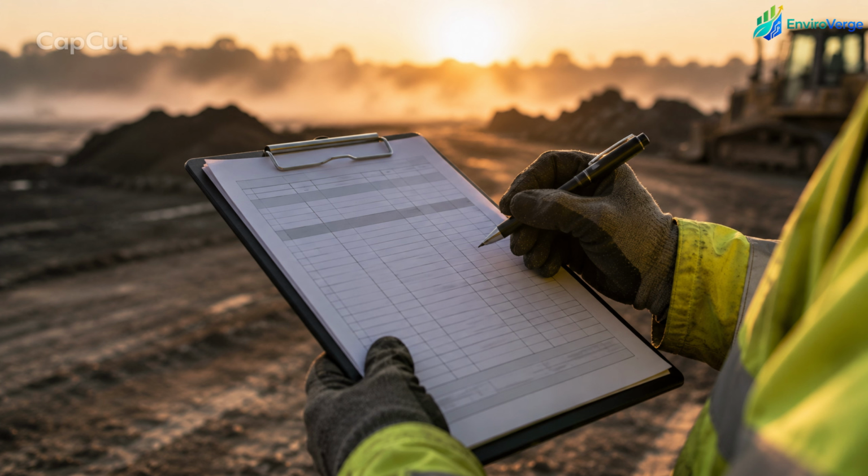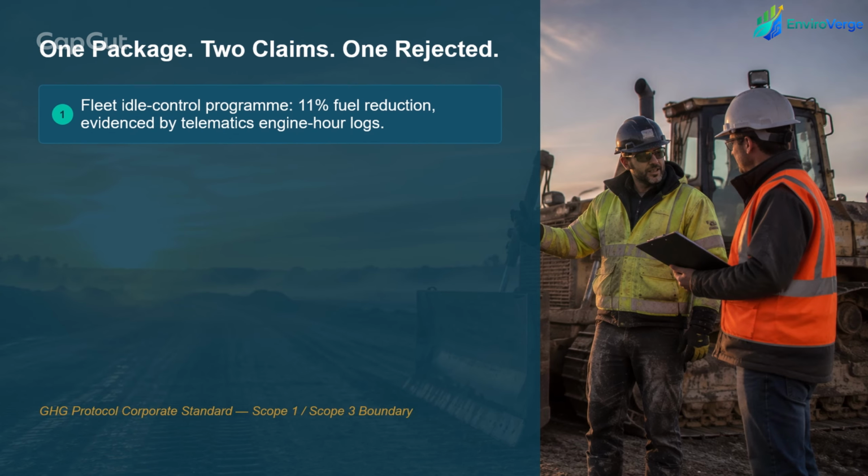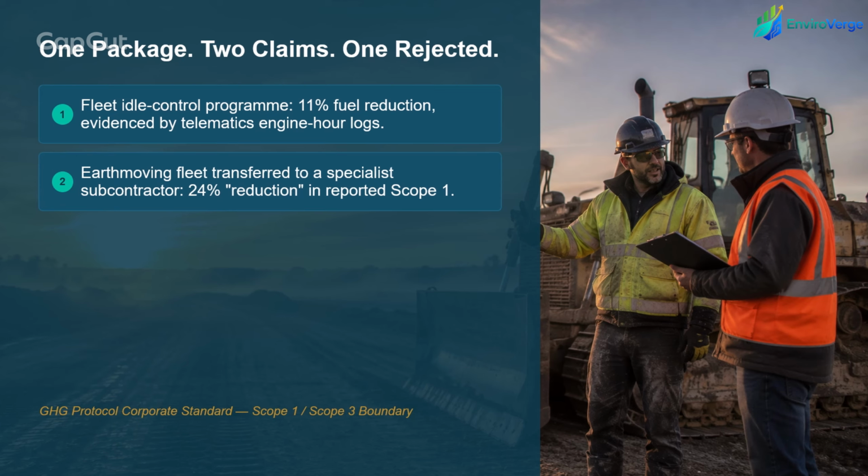Here's how that plays out on a real package. 1. Infrastructure contract. 2. Reduction claims. Claim 1. A fleet idle control program. 11% fuel reduction, evidenced by telematics engine hour logs. Claim 2. The earth-moving fleet transferred to a specialist subcontractor. 24% reduction in reported Scope 1.